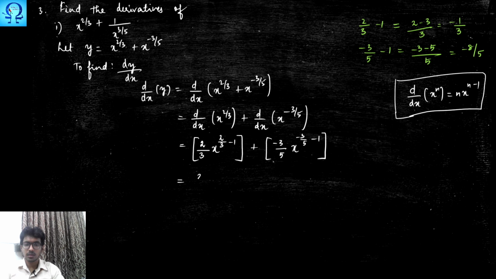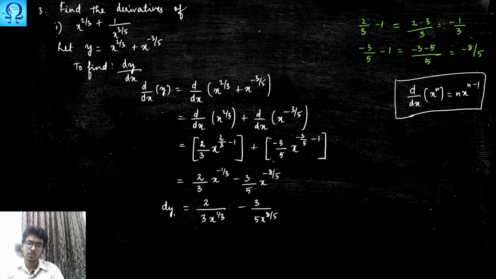Next, using that, 2 upon 3 x power minus 1 by 3, so plus times of minus, this becomes minus 3 upon 5 x power minus 8 upon 5. Since the powers are negative quantities, we take them to the denominator and write them as 2 upon 3 times of x power 1 by 3 minus 3 upon 5 times of x power 8 by 5. So this is our derivative. Okay.